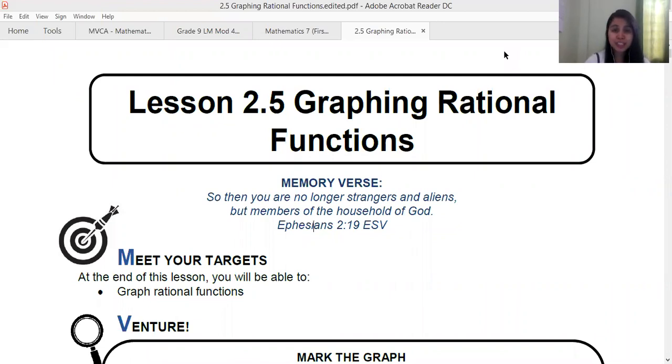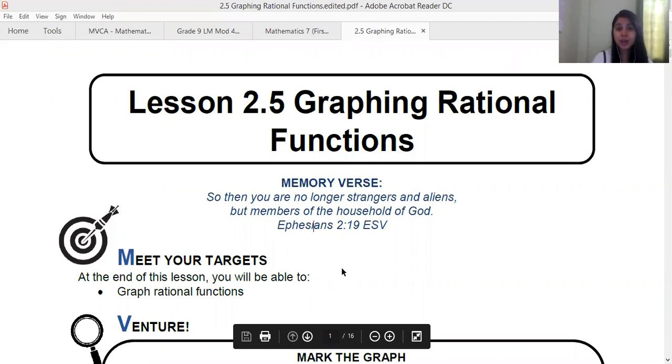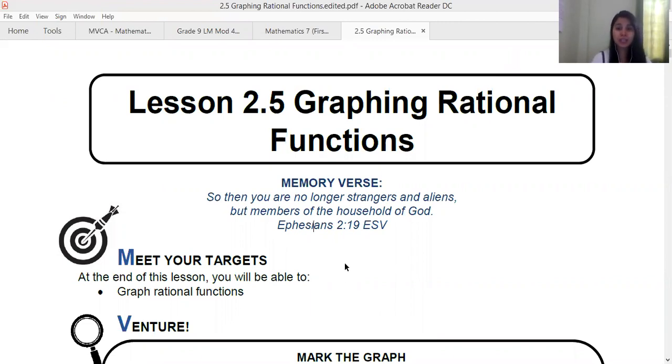Our memory verse today is found in Ephesians 2, verse 19. It says, "So then you are no longer strangers and aliens, but members of the household of God."